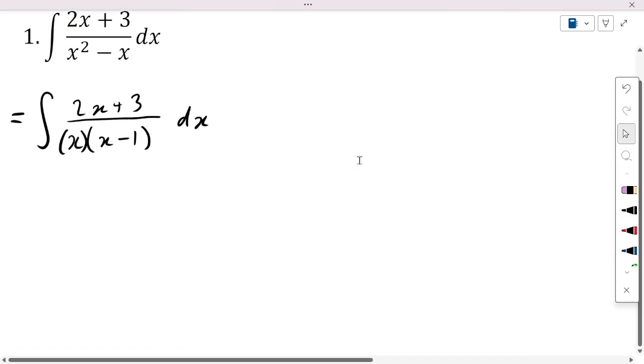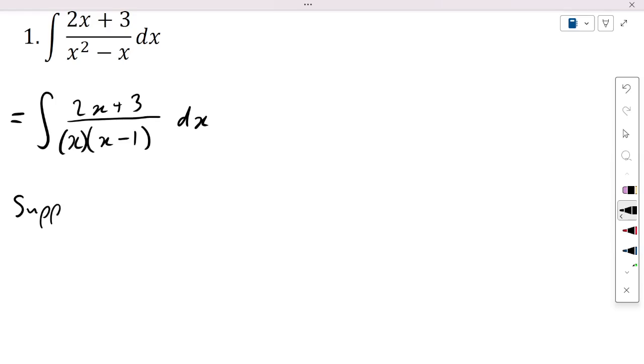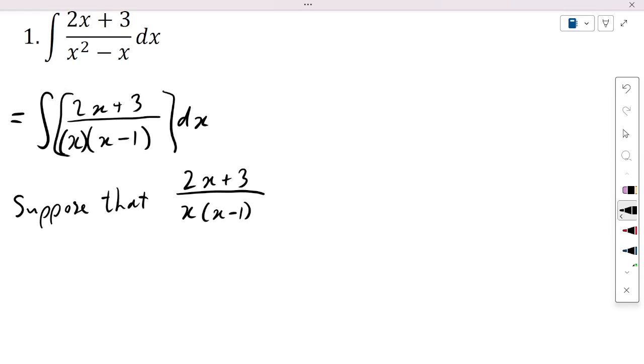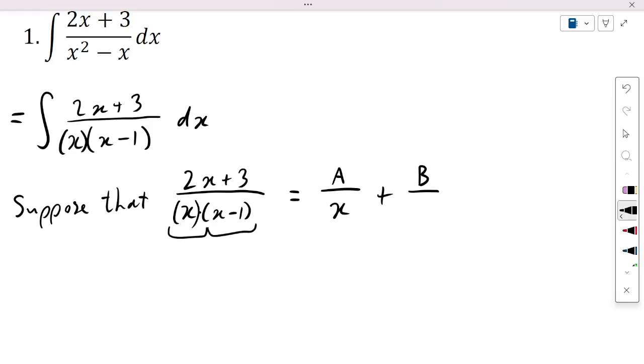Okay. So what are we going to do first? First of all, you're going to say suppose that 2x plus 3 divided by x multiplied by x minus 1, right? So basically, like I said, you take this whole fraction out on its own, and then you're going to let that equal, with respect to how many brackets there are. You can see there's two brackets, so we're only going to be dealing with a and b. So how are we going to do this? We're going to say that this is going to be equal to a divided by the first bracket, which is x, plus b divided by the second bracket, which is x minus 1.